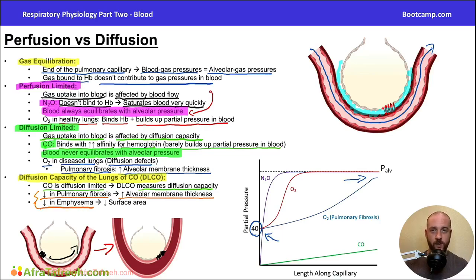Remember that in emphysema we have the destruction of alveoli, and so we're going to have less surface area available for gas to diffuse into the blood, or in other words, we're going to have less gas exchanging surfaces. And so because we have less gas exchanging surfaces available, when we inhale the carbon monoxide, there's going to be less surface area available for that carbon monoxide to move into the blood. And so as a result, there's going to be decreased uptake of carbon monoxide into the blood.